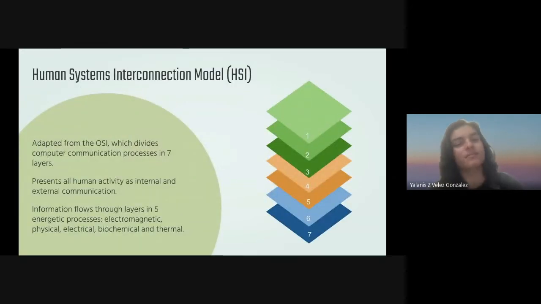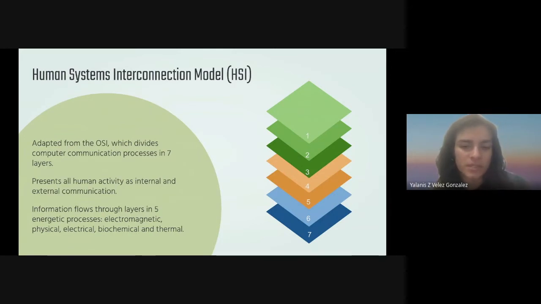Okay, so the Human Systems Interconnection Model, the HSI. It was adapted from the OSI, the Open Systems Interconnection Model, which is used to understand computer communication processes. And the OSI divides computer communication processes into 7 layers. So the HSI model adopted those 7 layers, which are the same ones we're going to be talking about a little bit today. And the HSI, with its adaptation from the OSI, presents all human activity as internal and external communication.